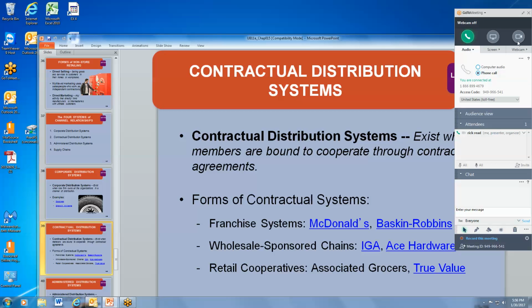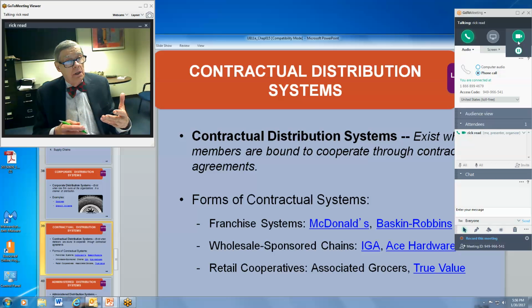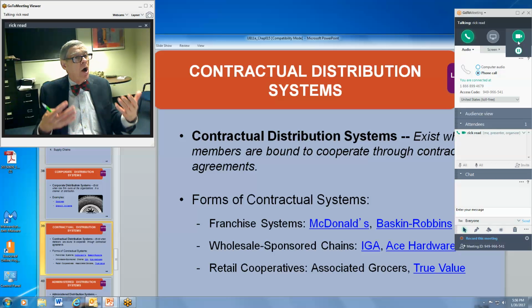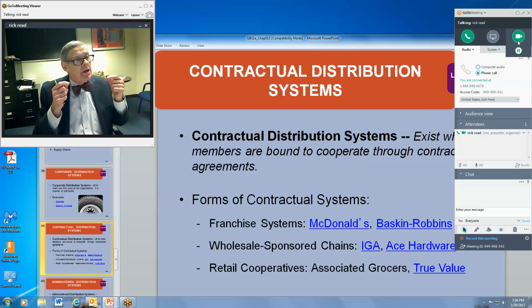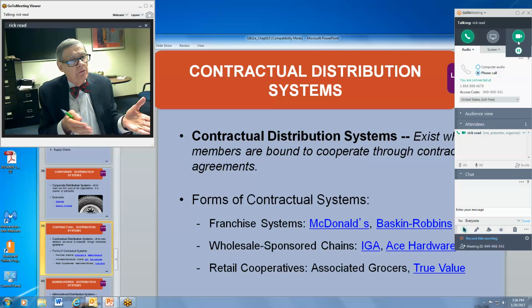Contract distribution is something different. Here are members, and mostly we talk here about franchises in a way, or types of franchises. People in these relationships, these contractual distribution systems, are required to cooperate through the provisions of the contract. So you have franchises, and they talk about here McDonald's and Baskin Robbins, etc.